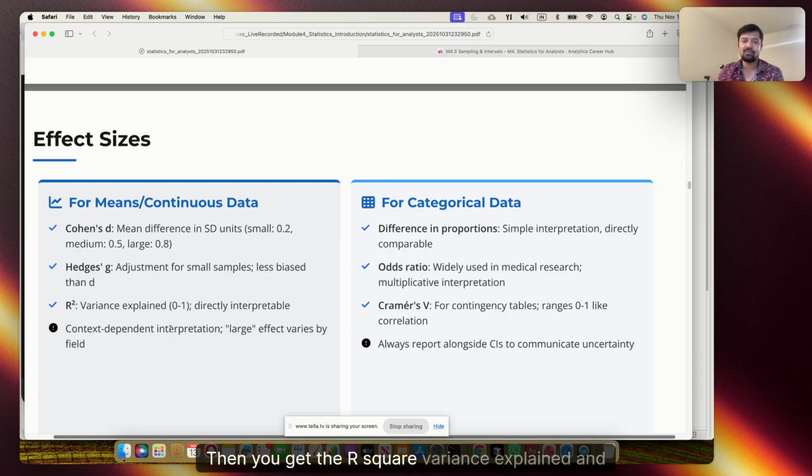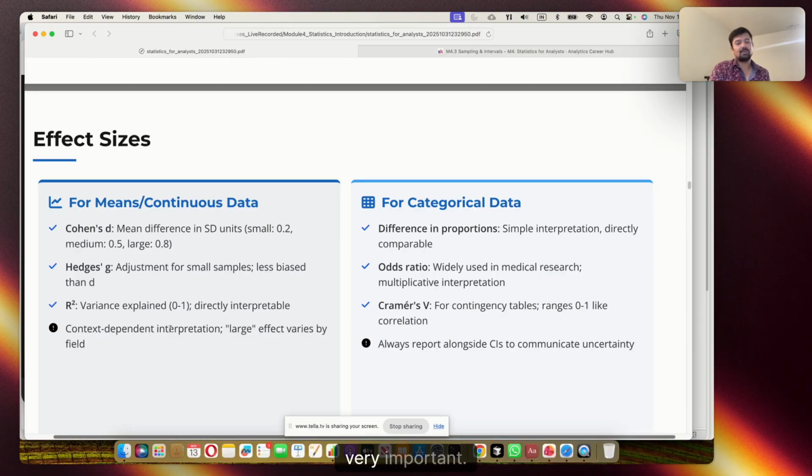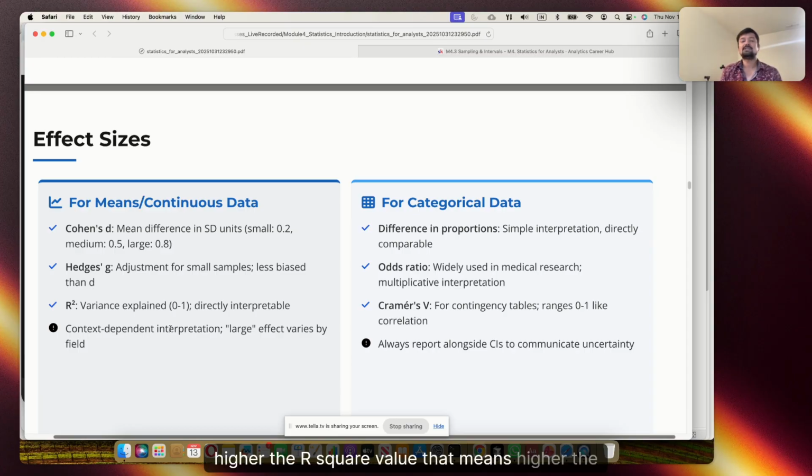Then you get the R squared, the variance explained, and it is very, very important. The higher the R squared value, the higher the variance explained by the test that you are doing. Context is independent of intervention. What counts as a large effect size varies by the field.